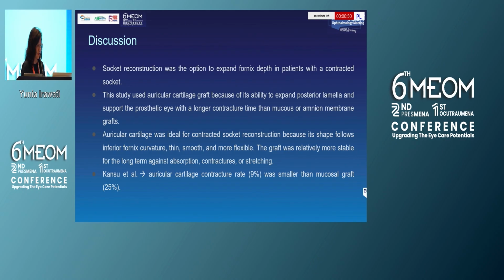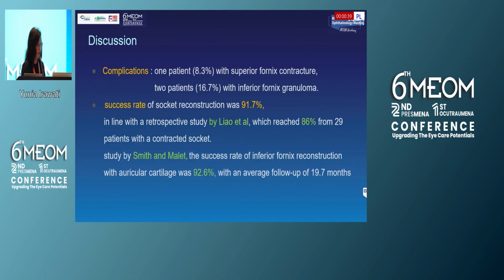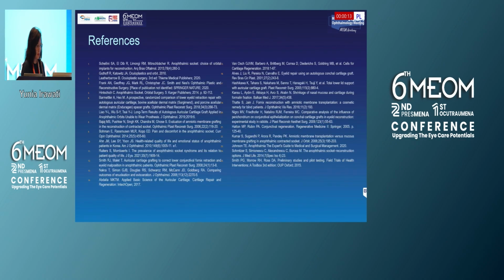And from a previous study, the contracture rate is around 9%, compared with the mucous membrane graft at 25%. There were complications here, but the success rate is 91%. And from a previous retrospective study, there was a success rate of about 86%. And by Smith and Mallet, fornix reconstruction with cartilage was successful in 92%. And this is my reference.